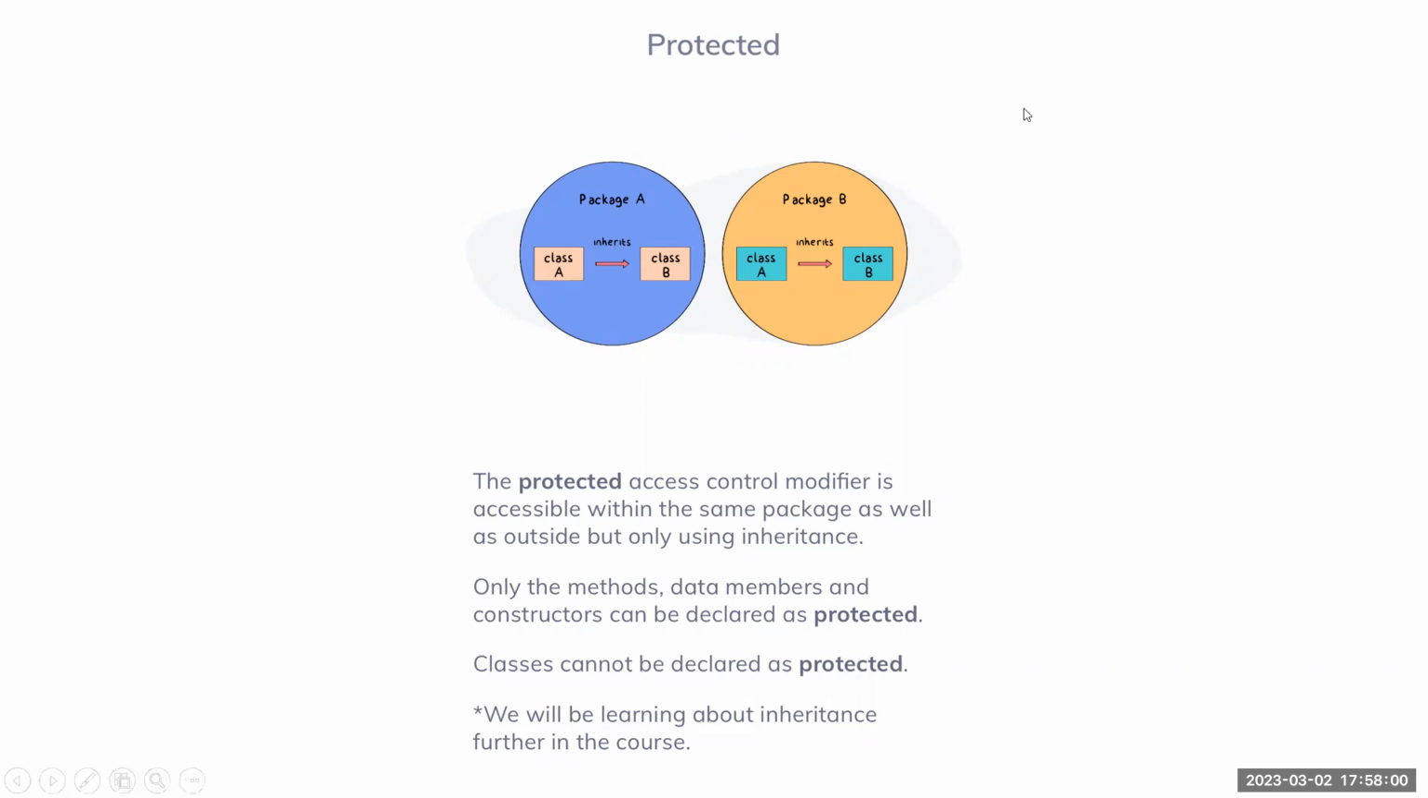In a similar way, in package B you also have class A and class B, and you are inheriting something. Whatever you have in class A in package B can be inherited directly into class B. So protected can be used only on data members and constructors. Classes cannot be declared as protected.